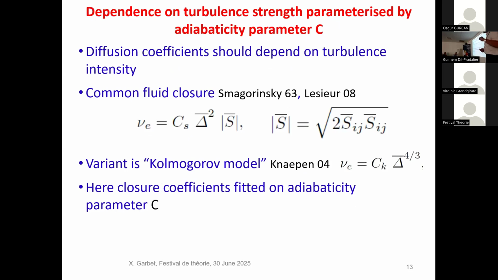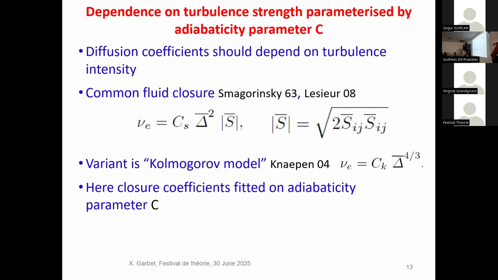Just one last thing before moving to AI: in principle, these diffusion coefficients should depend on the turbulence intensity. That's very clear from the DIA test. The problem is that we have a free spectral intensity, right? So this becomes very complicated.